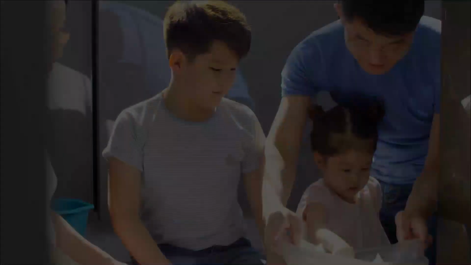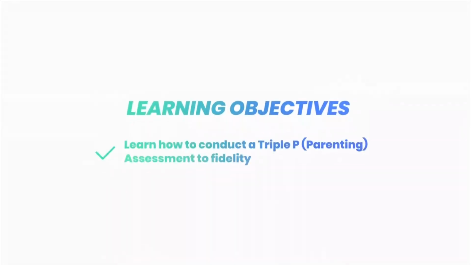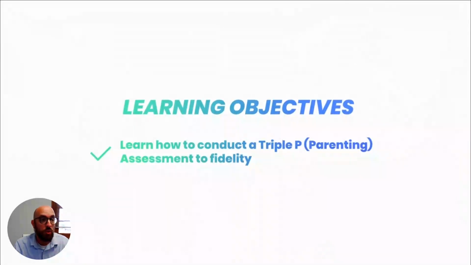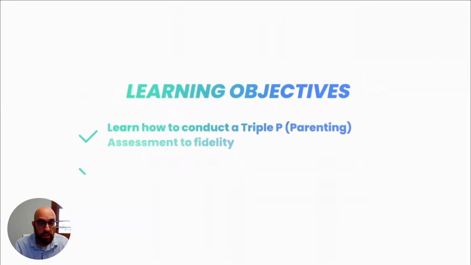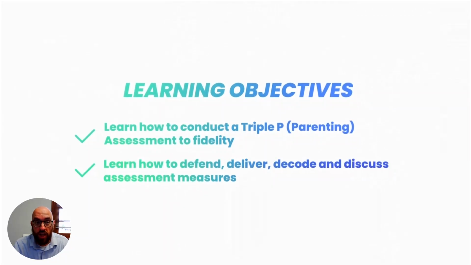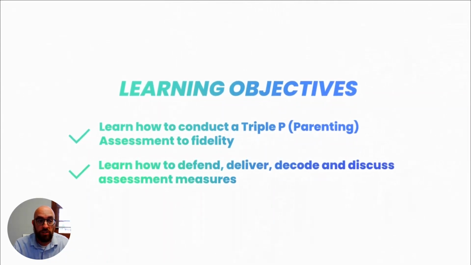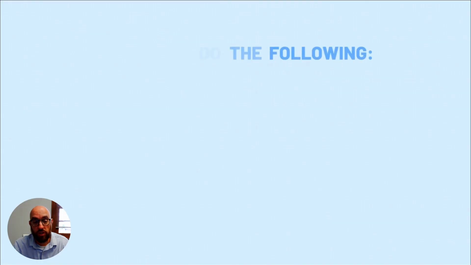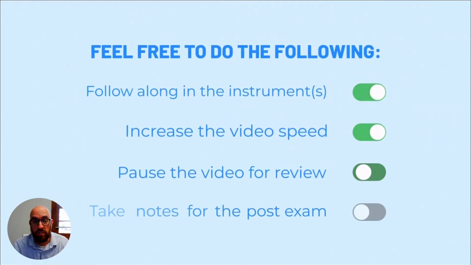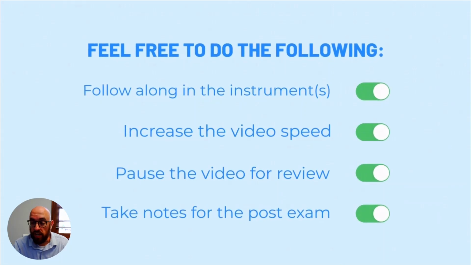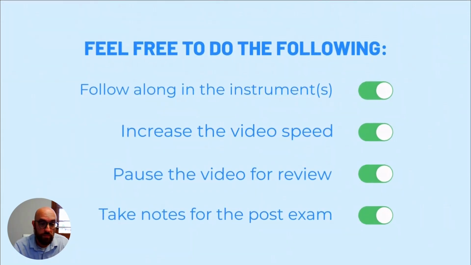In this course, you will first learn how to conduct a Triple P parenting assessment to fidelity. You will then also learn how to defend, deliver, decode, and discuss assessment measures. A few things to do during this course is to follow along with the corresponding instruments, increase the video speed under settings, pause the video, or take notes for the post-exam.